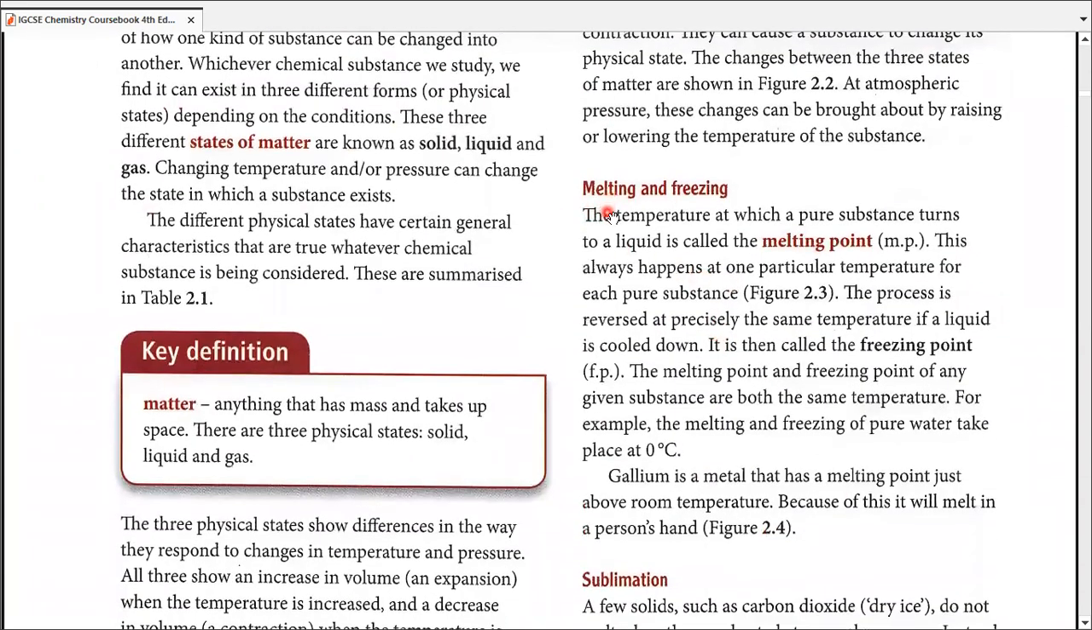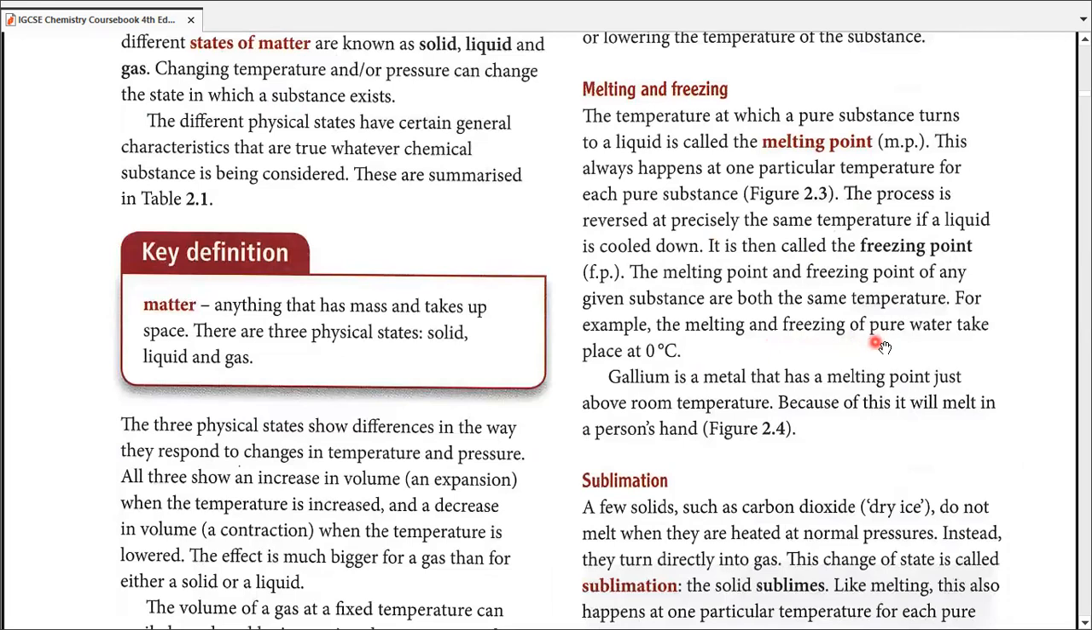It's the conversion from solid to liquid phase, and freezing is liquid back into solid. This occurs at specific temperatures and they are opposite to one another. So melting point and freezing point are the exact temperature points at which these processes occur respectively. For example, the melting and freezing point of pure water takes place at 0 degrees centigrade. I hope you're familiar with that.